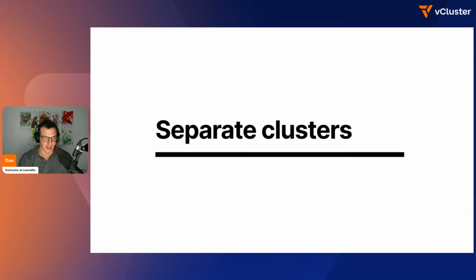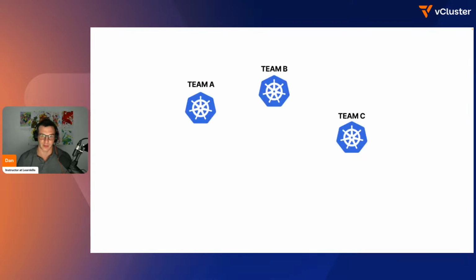So we can just look at the different methodologies and what kind of trade-offs they make to implement multi-tenancy in Kubernetes. The first one is a separate cluster. I think this is the easiest one to visualize, because basically we assign a cluster to each team.